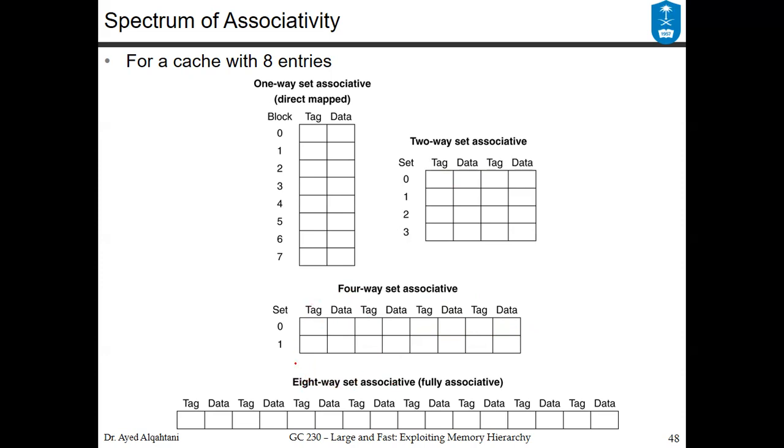Now, if you increase it 1 more time, 8-way set associative, that's the next power of 2. In the 8-way set associative, you will divide the number of sets by 2. So you have only a single set, which means that this is a fully associative cache where you can store anywhere in the cache. And in the worst case, you need to search 8 times.